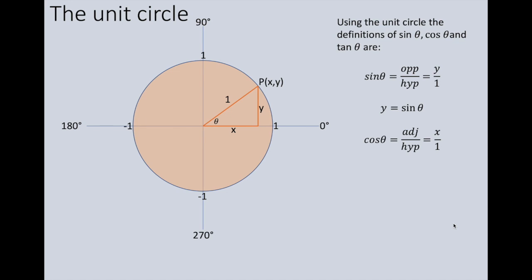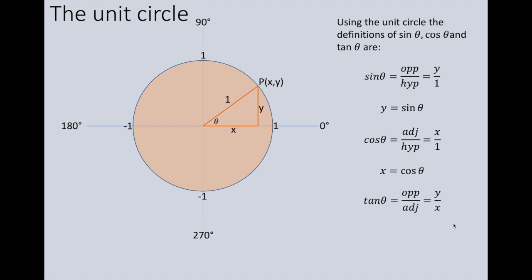If we look at cos theta, adjacent over hypotenuse, that's x over 1. That tells us then that x is cos theta. And we saw that again on our unit circle diagram in GeoGebra, that cos theta was mapped out if we considered the horizontal part of the point P, the x value.